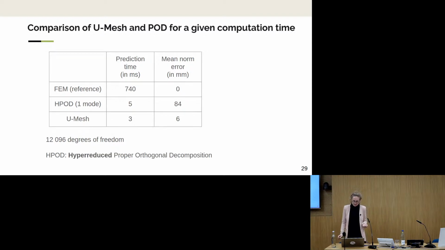We also compared the two methods for a given computation time around 3 to 5 milliseconds, and to achieve such a fast prediction with the proper orthogonal decomposition, we needed to use the hyper-reduced POD and only keep one mode, one deformation mode, which led to pretty big errors, actually.